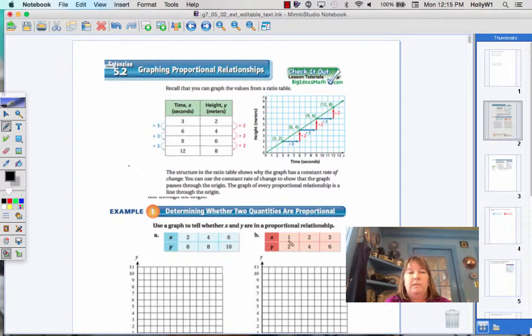Hi, and welcome to section 5.2 extension, graph and proportional relationships. And yet we're going to visit yet another way to determine whether or not two ratios form a proportional relationship.